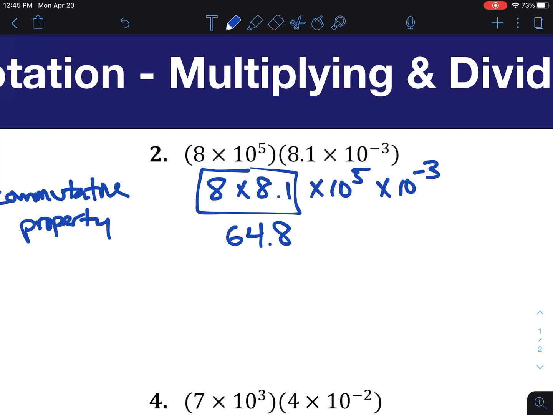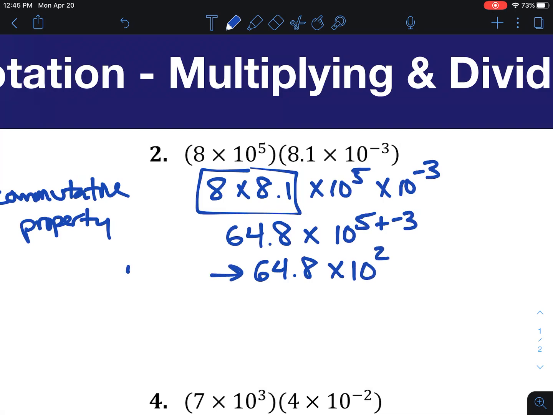And then for multiplying these powers of 10, we keep the base of 10 and again just add the exponents. 5 plus a negative 3 is 2, so we get 64.8 times 10 to the second. But we've got to be careful. This is not scientific notation. Why is this not scientific notation? Well, the number in front is not between 1 and 10.